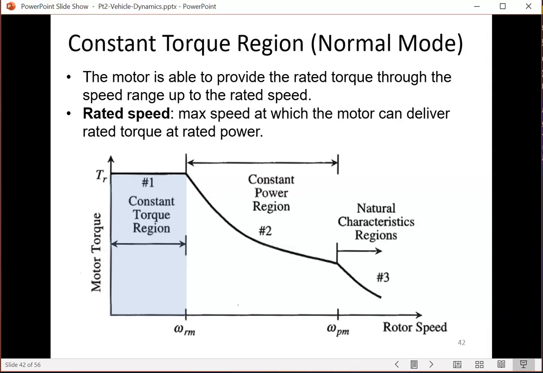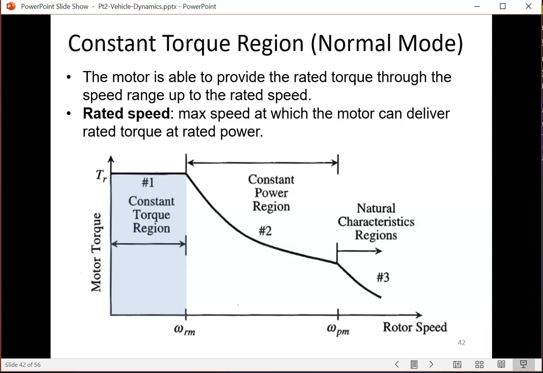So up to a certain speed, you have a constant torque. That is really the maximum torque available. Okay, that's what you see here, this TR on this diagram, up until you get to the speed of omega Rm. Okay, now by the time you get to that omega Rm, the torque needs to go down.